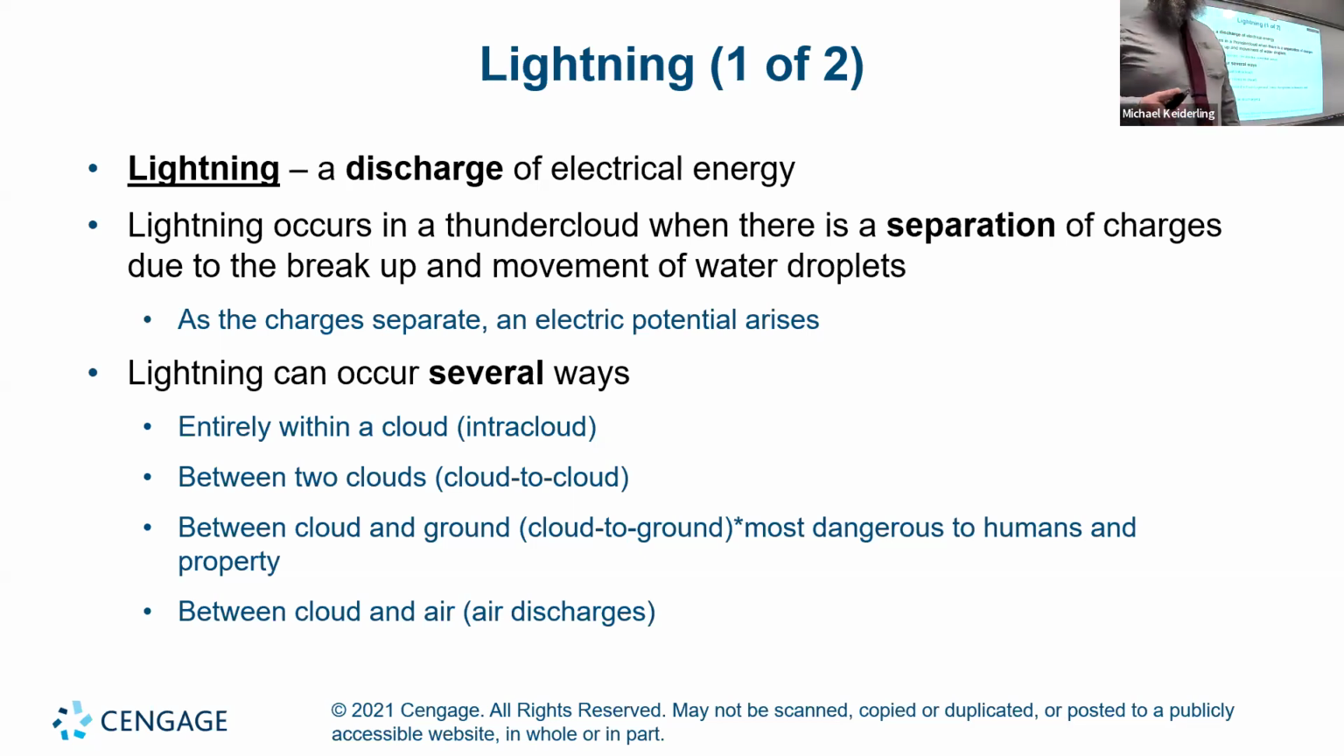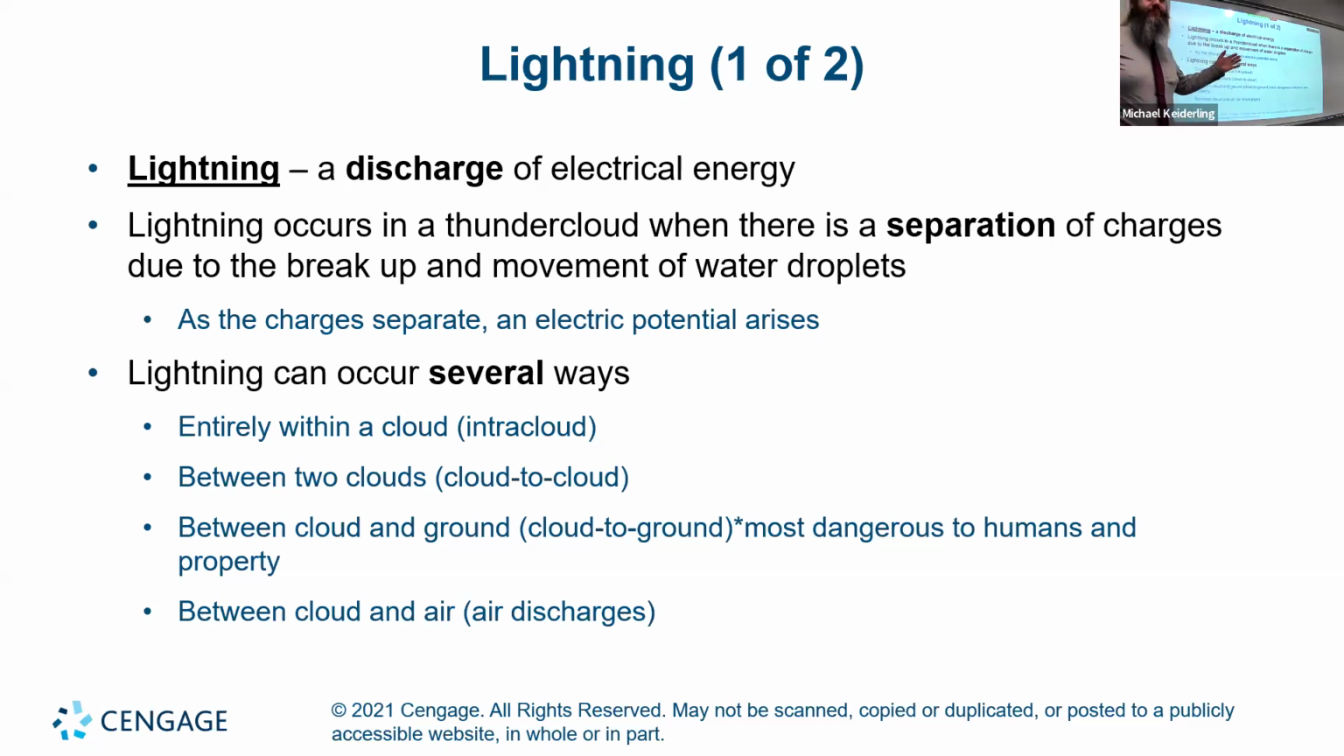And it can occur in several ways. It can occur entirely within a cloud. You could have just lightning flows within the cloud. This is called intracloud lightning. This is one of the more common types of lightning. It goes from the positive charge at one end of the cloud to the negative charge at the other, or vice versa.